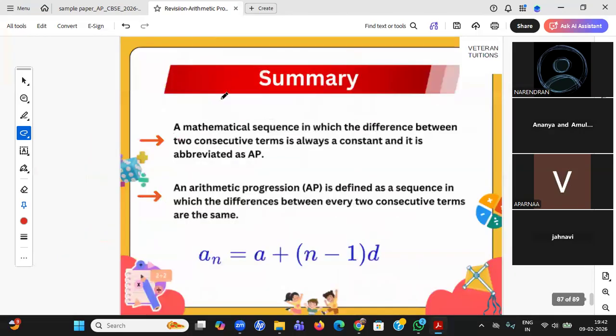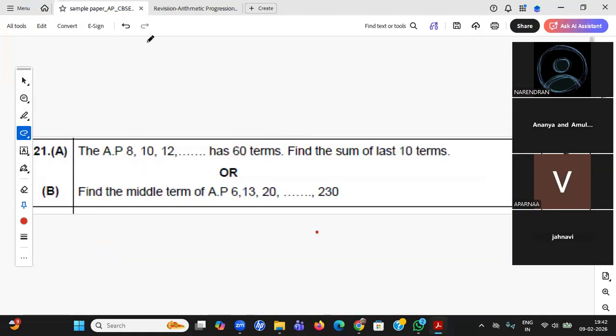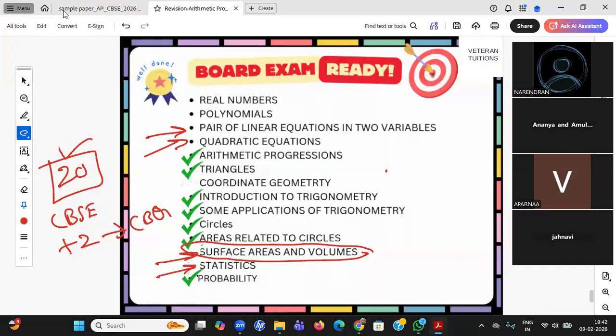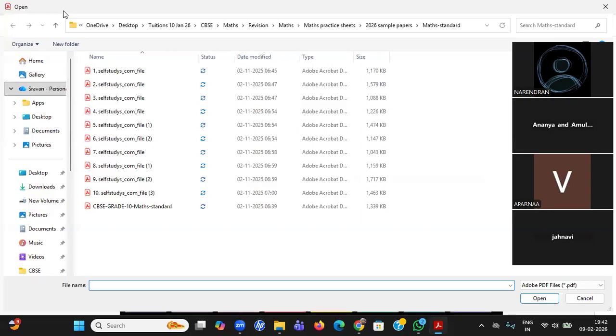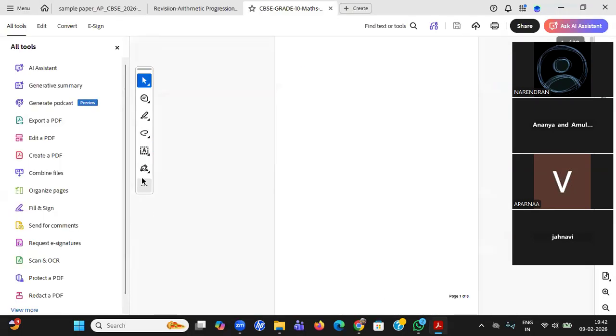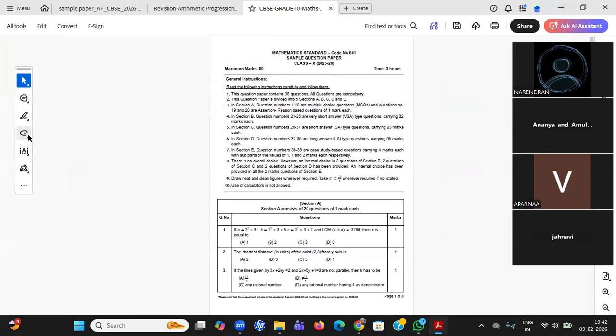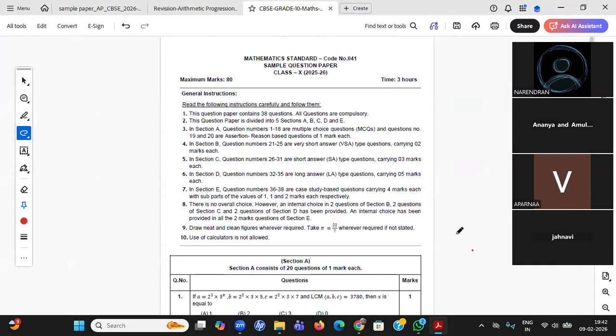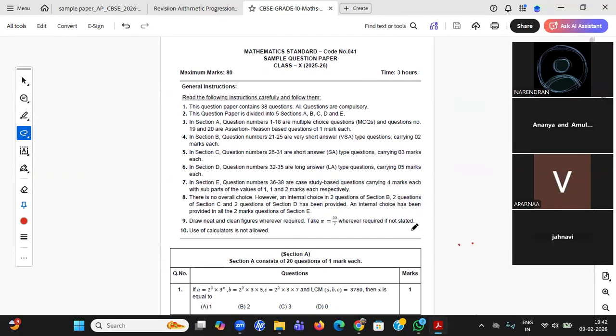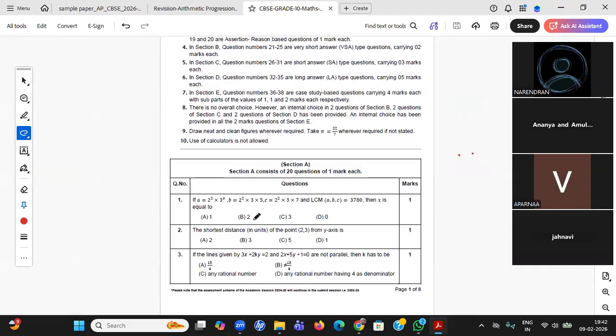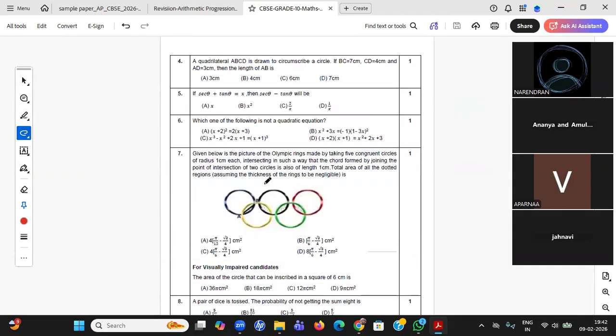Let us go for your 10th class CBSE sample paper. I think I have seen that sample paper, and it is much easier. So let us go for the first question of this sample paper.